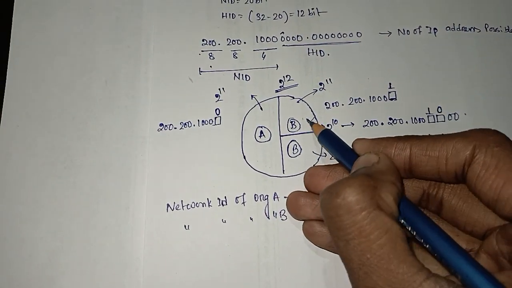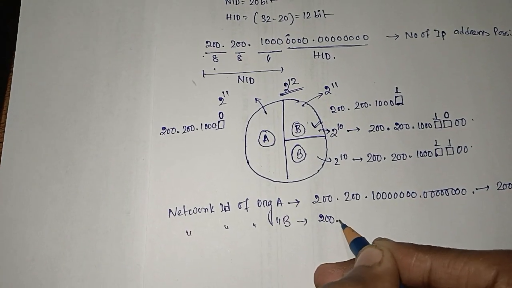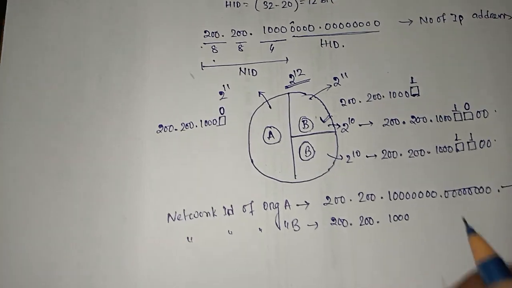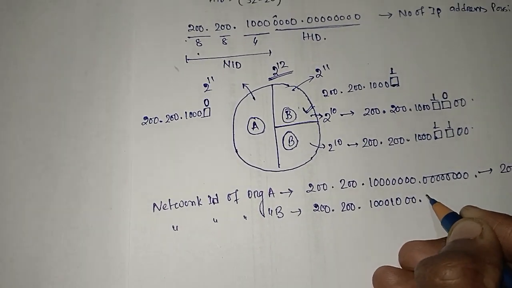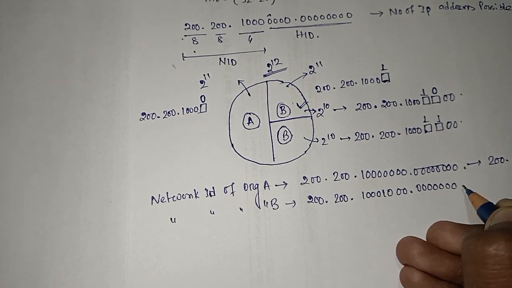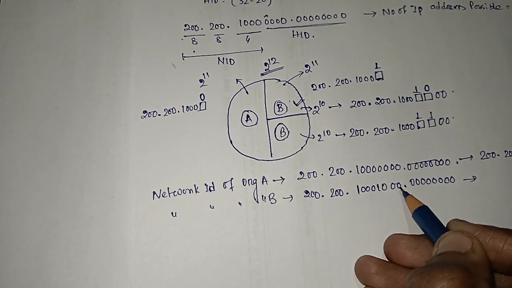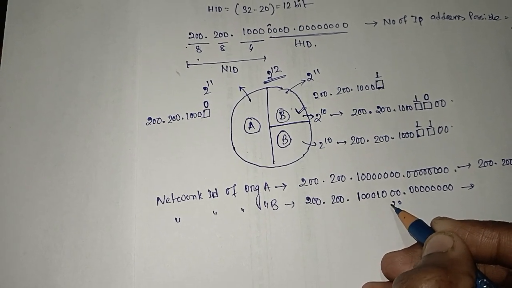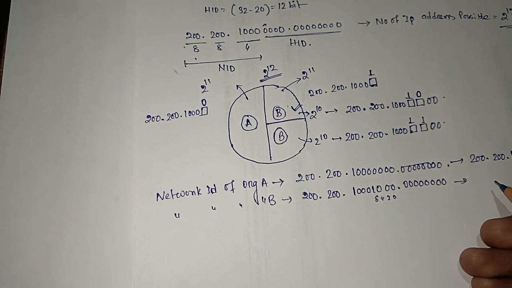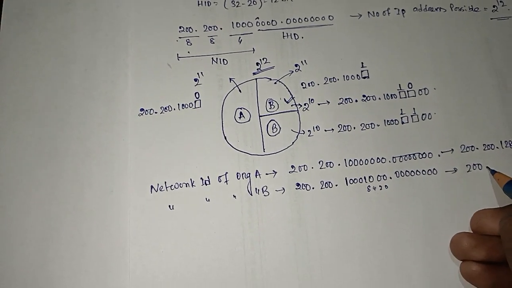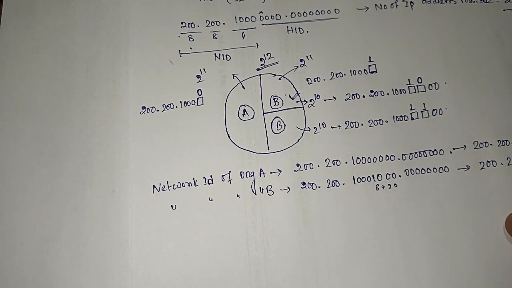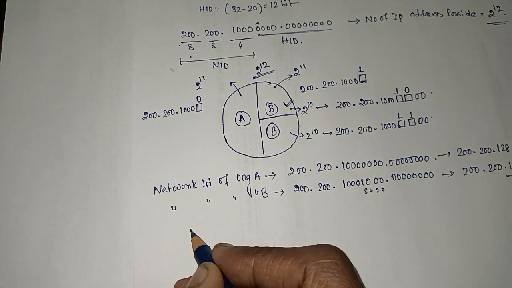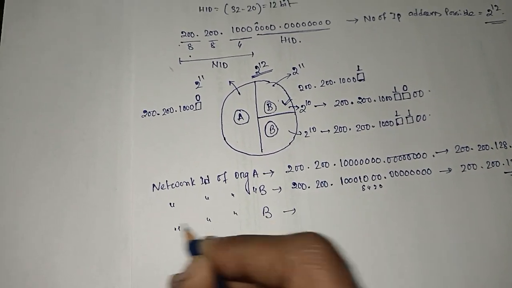If we give this portion to organization B, we get 200.200.1, then 0 0 0 1 0 0 0 0. So it will be 128 and 0. The weightage of these values is 128, 64, 32, 16, 8. So 128 plus 8 is 136. So the network ID of organization B is 200.200.136.0.